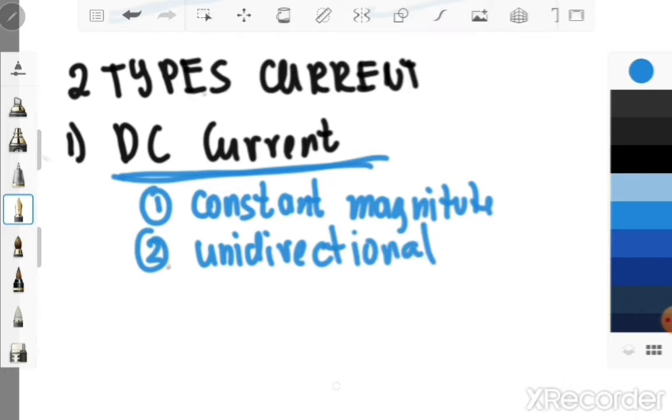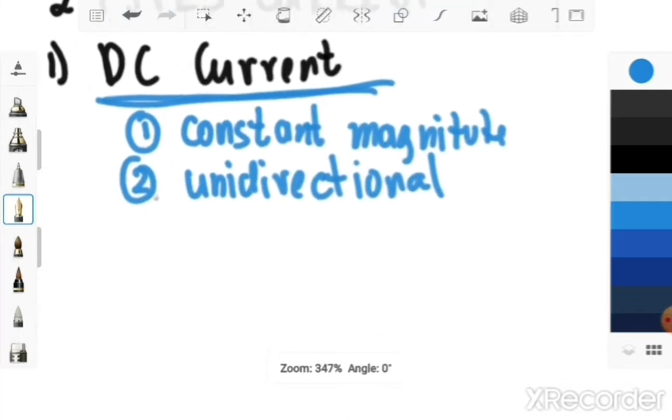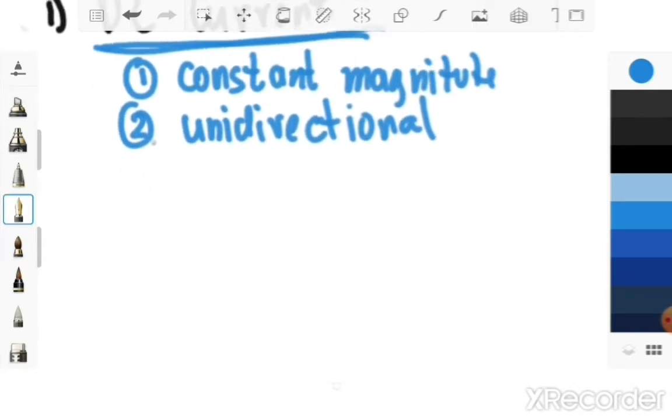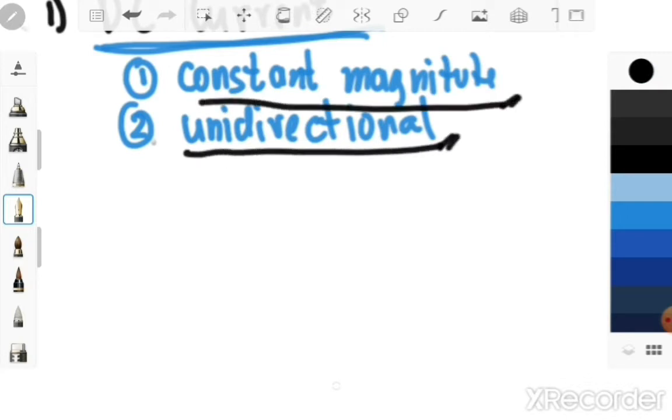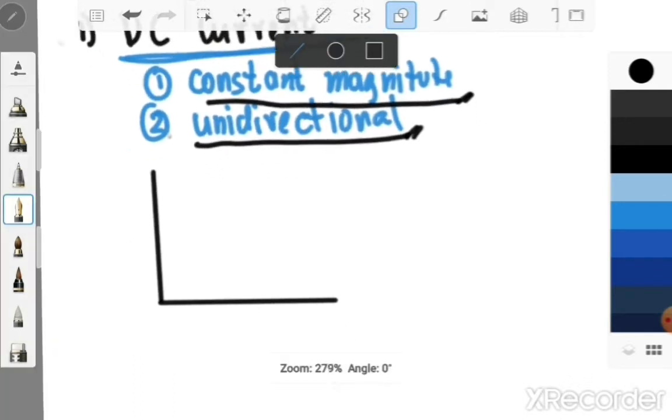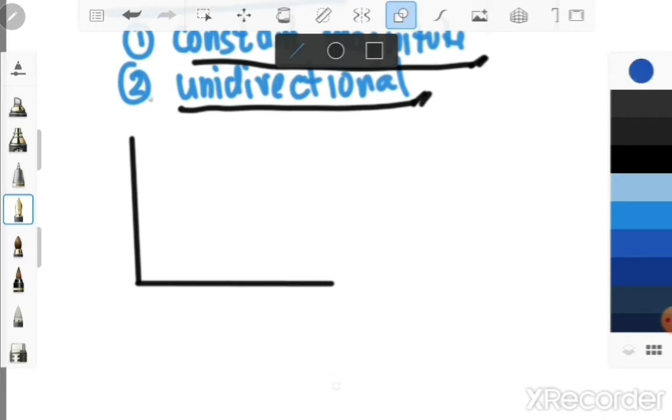Your direct current is defined by the constant flow of electrons from an area of high electron density to an area of low electron density. Okay? Unidirectional and constant in magnitude. So, if I would graph the direct current, you would notice that I will have two values, your positive and your negative value.